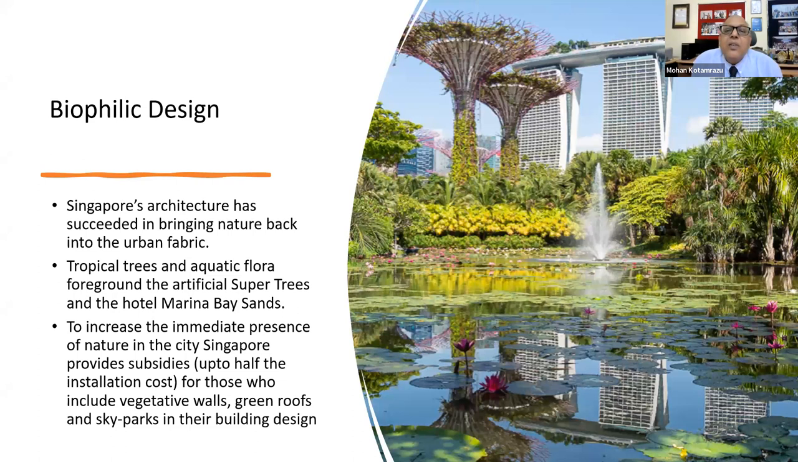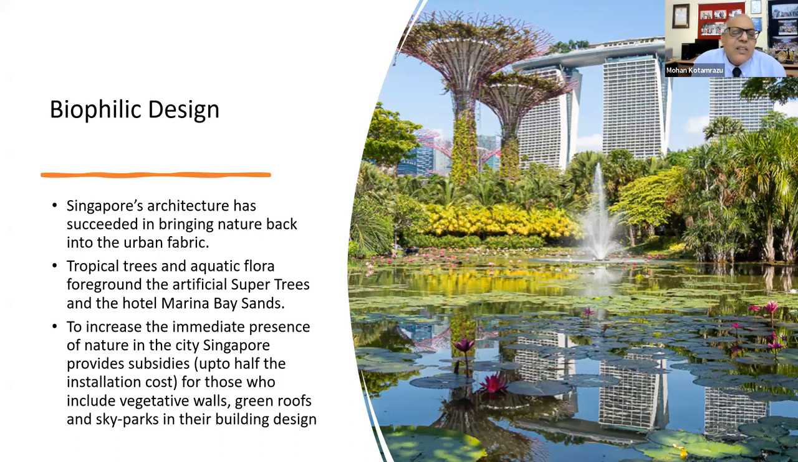And by the side of the Gardens by the Bay, you have these tropical trees. So you can see these big trees. So these are artificial super trees. They're called super trees. And they have a lot of things like aquatic flora. And then they have solar panels. And the entire thing is like an ecosystem. And a lot of attention has been focused on these super trees lately. And from here, you can see the Marina Bay.